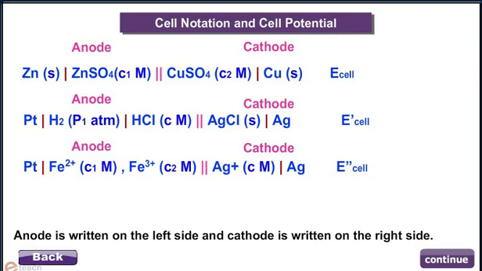A comma is used to separate two chemical species present in the same solution. A double vertical line denotes that a salt bridge is present. EMF of the cell is written on the extreme right of the representation. Note that salt bridge is not indicated, which implies that the electrolyte is common to both anode and cathode compartment.